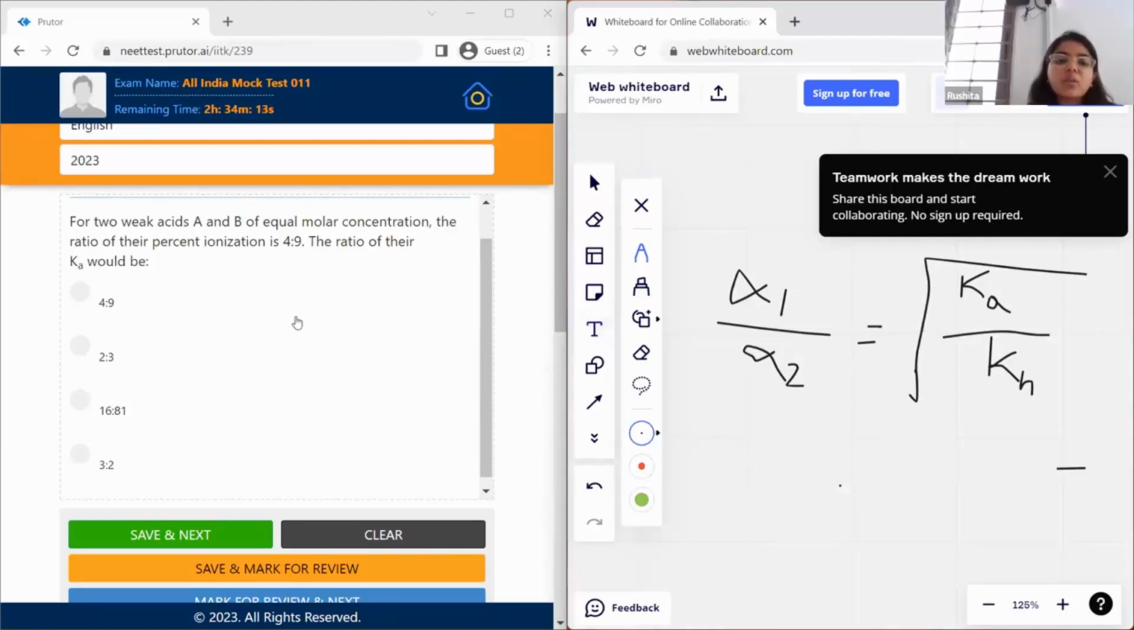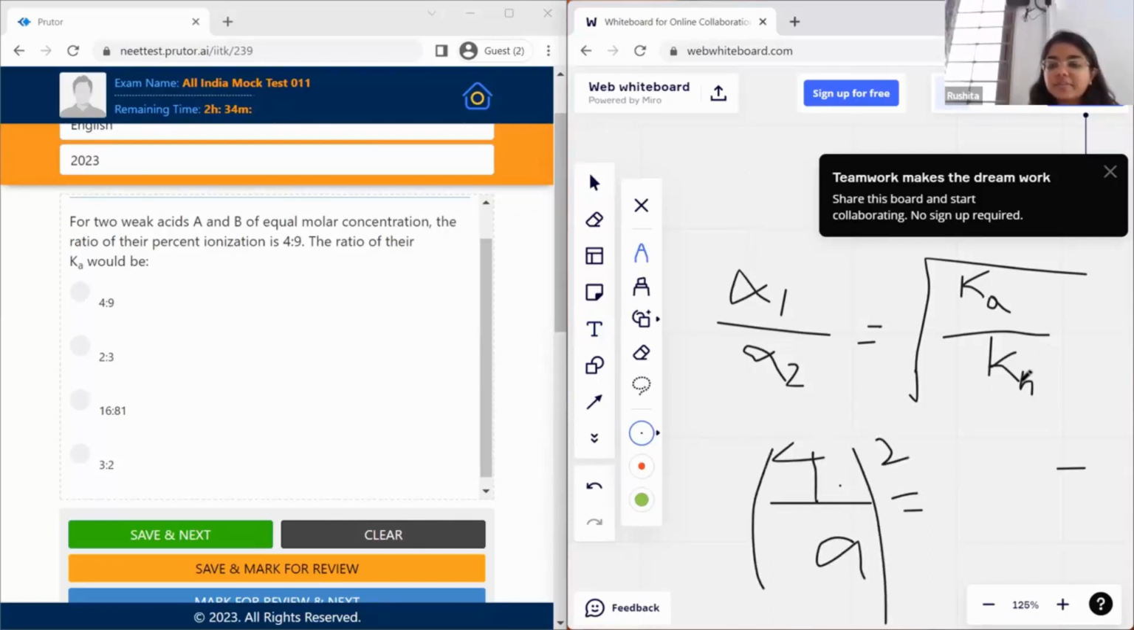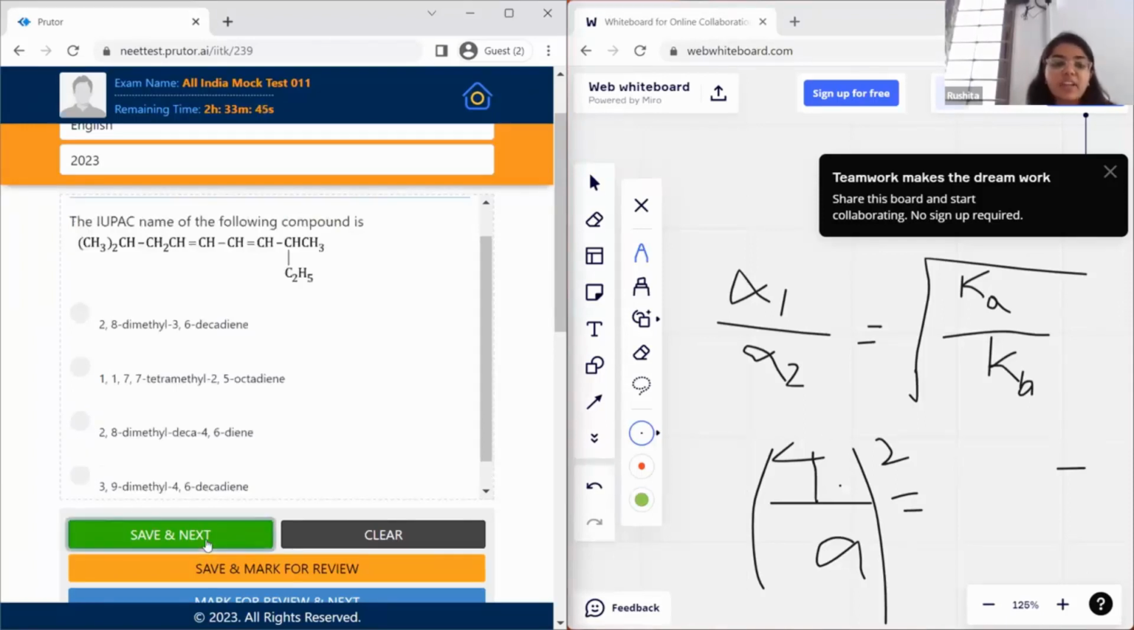So if you solve it, 4 by 9 would be the root of Ka by Kb. So you just need to square this up. So if you square it up, you get Ka and Kb. So the answer would be 16 by 81. This is a formula, and it's better if you know it, because in many questions only the ratio of ionization and the equilibrium constant is asked. The whole formula is not asked. So if you know the relation, that would save time again.